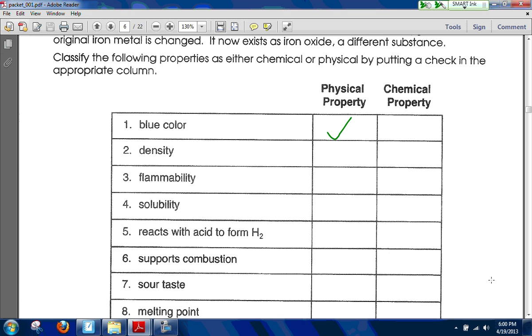How about flammability? Can I know if something is flammable without first trying to catch it on fire? The answer is no. I have to combust it. That's a chemical property. Density. I can measure mass, I can measure volume, and I don't have to change the substance to do it. So that would be a physical property. I did an extra one on this one. These are pretty easy as well. Shouldn't take you too long.